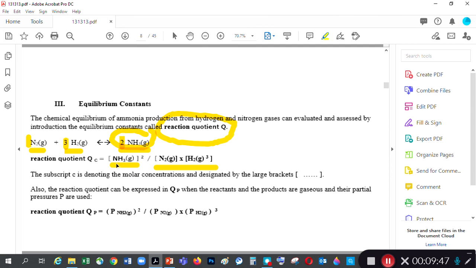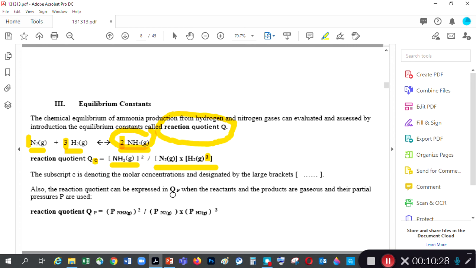So then you have the concentration of ammonia to the power 2, squared, divided by the concentration of nitrogen to the power 1, understood, not written, multiplied by the cubic concentration of hydrogen. So this is the 3 here. The 3 moles in front will come as a cubic power there at the bottom. So this is called the reaction quotient. Now, this is designated by C. C is the molar concentration for the reactants and the products.